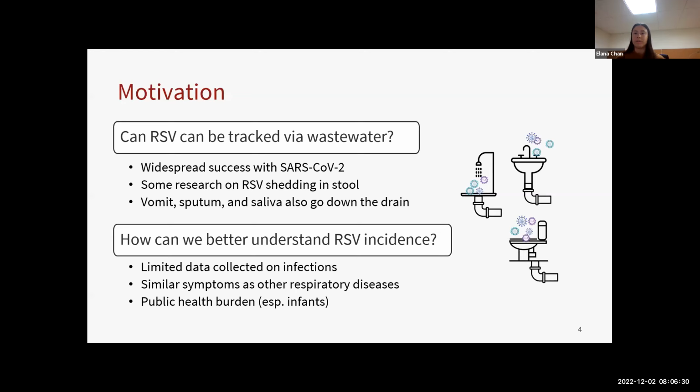Another reason why there's a need for better RSV monitoring is that the symptoms of RSV are very similar to other respiratory viruses. So as I mentioned, the symptoms are very similar to things like COVID and influenza. So it can be hard to determine which viruses are circulating just on symptoms alone. And then finally, there is that large public health burden associated with RSV, especially for infants, which can lead to morbidity and also economic burdens for the healthcare system.